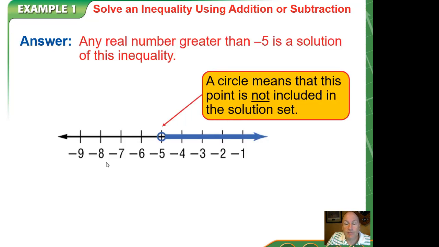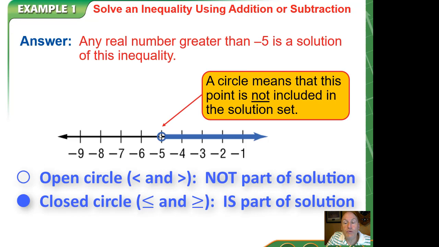So let's see what that looks like. We're going to put an open circle on negative 5. Open circle meaning that negative 5 is not part of the solution set. And then you need to shade everything to the right of negative 5 with a solid line, terminating with an arrow, because all the numbers to the right of negative 5, including the ones that aren't visible on this number line, are also part of the solution set. In fact, it goes all the way to positive infinity.